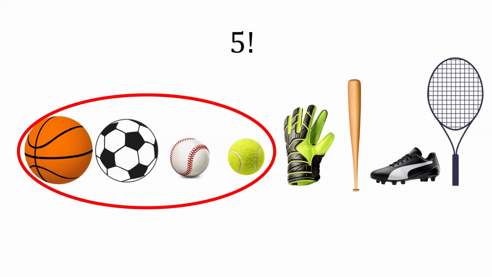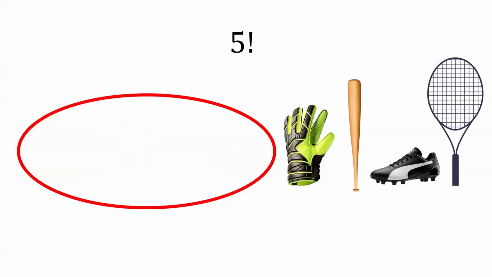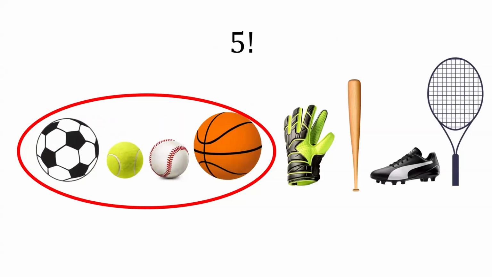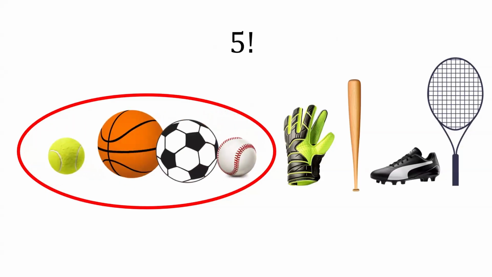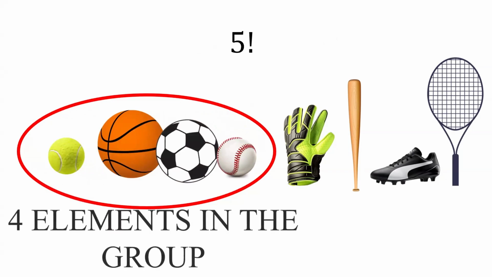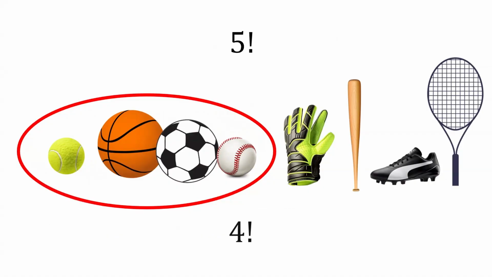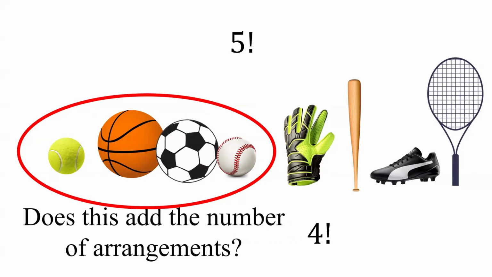But there's one important detail that you might be missing. If you notice, inside the group of balls, there are 4 elements, and they can swap places too. They can be rearranged too. Since there are 4 elements in the group, they can be rearranged, giving us 4 factorial. Now the question is, does this 4 factorial add to the number of arrangements? Does it make the number of arrangements bigger, or does it make it smaller? In other words, did we overcount or did we undercount?